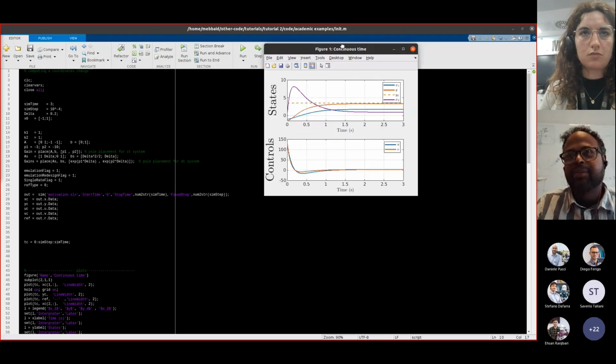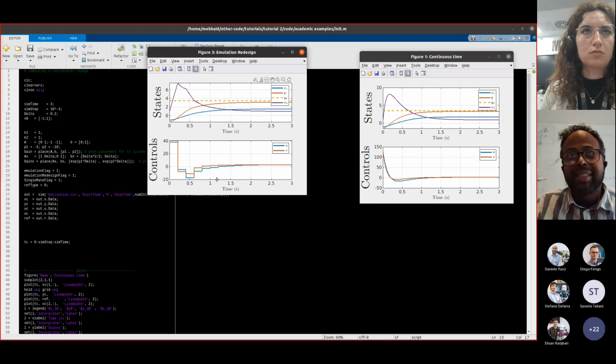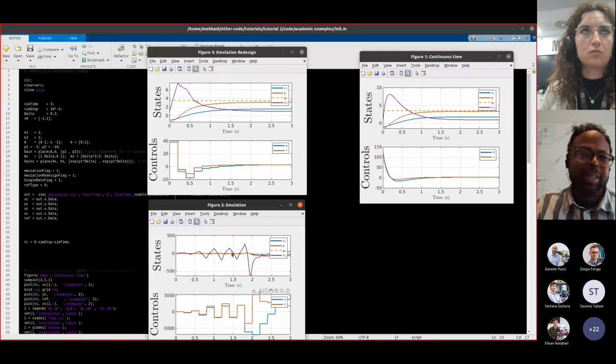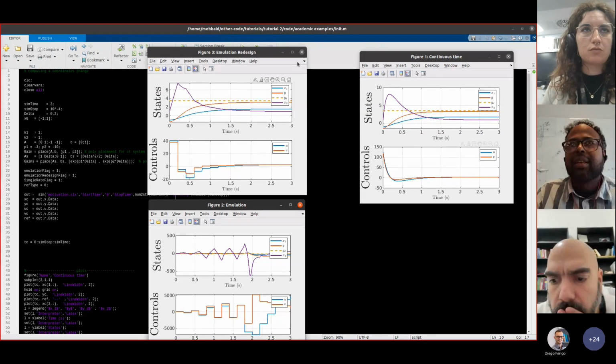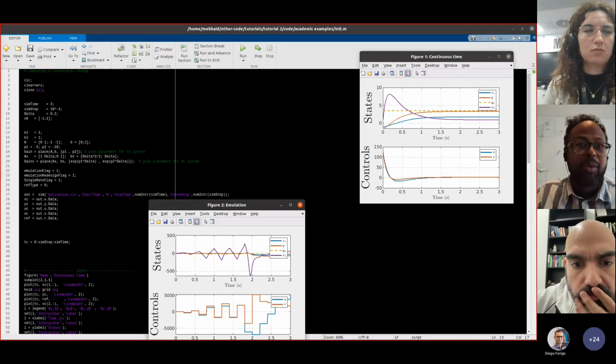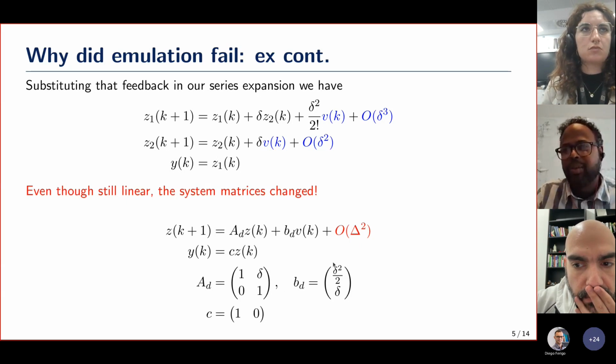what we can see is that, of course, the continuous time is never changing. Our redesign still is able to maintain the desired behavior, but the emulation, as we saw before, fails, right? So it was just enough in this case to redesign V of K, the external control. Let me go back here. To redesign this V of K, to stabilize a system of this form instead of a system described by A equals 0, 1, 0, 0, B equals 0, 1, C equals 1, 0.